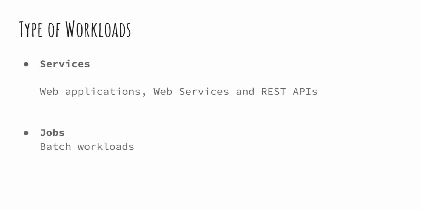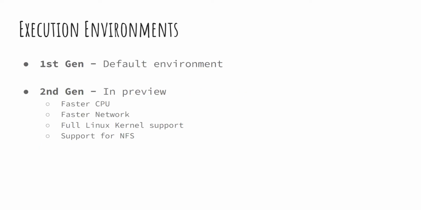Services allow you to deploy web services, web applications, and REST APIs. Basically, any application that can serve web requests. Whereas jobs allow you to run containerized batch workloads. Cloud Run has recently announced a 2nd Gen execution environment, which has faster CPU, faster network, full Linux compatibility, and network file system support. However, this environment is still in preview at the time of making this video, and 1st Gen is still the default environment.